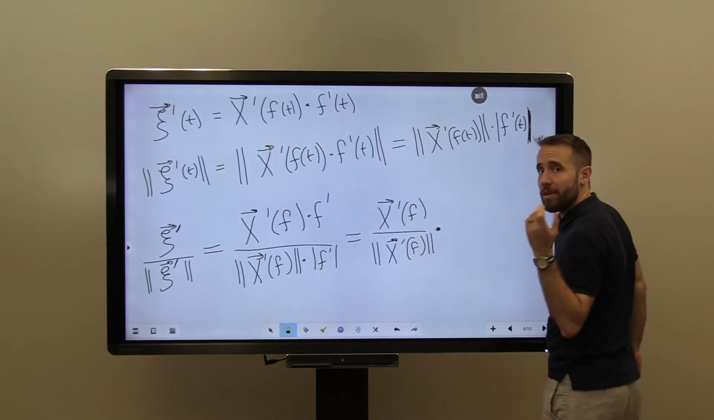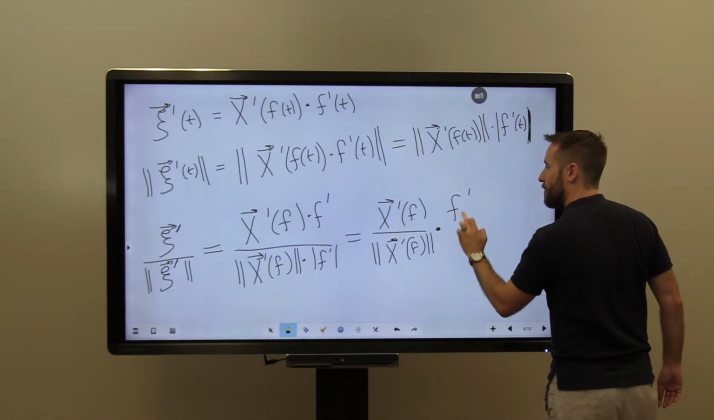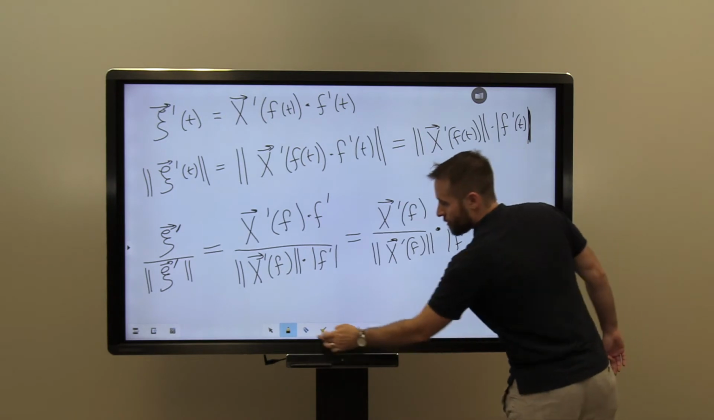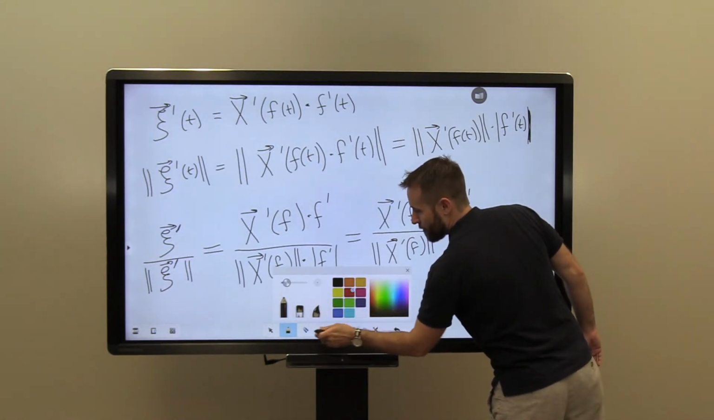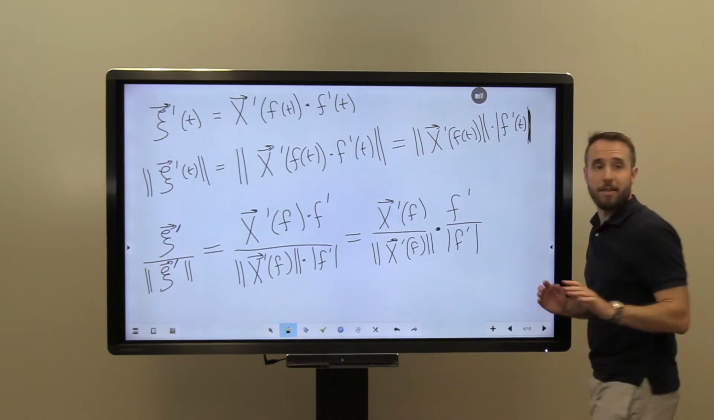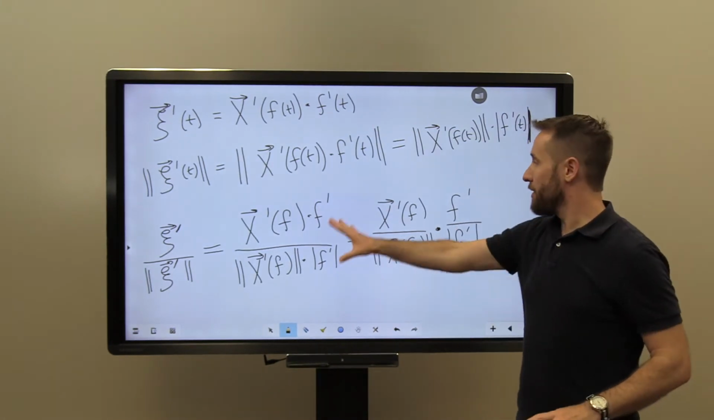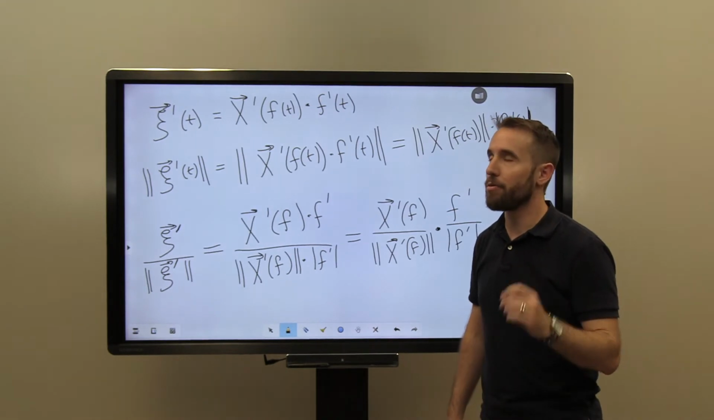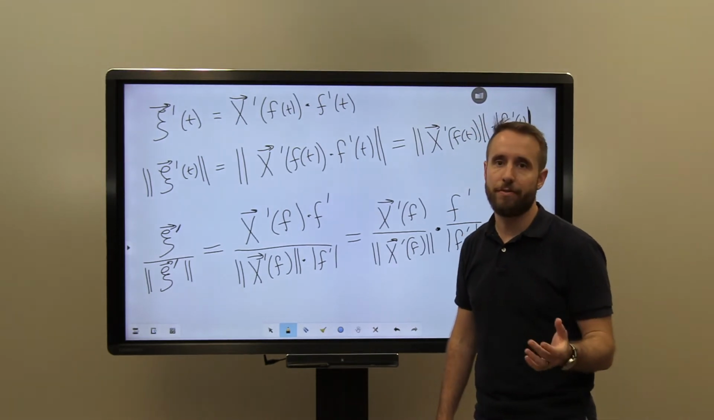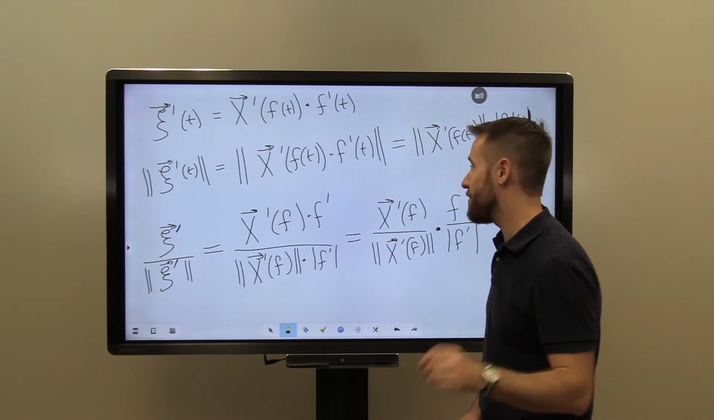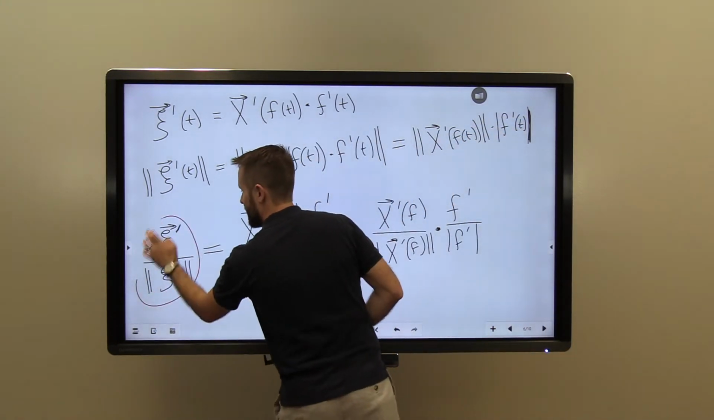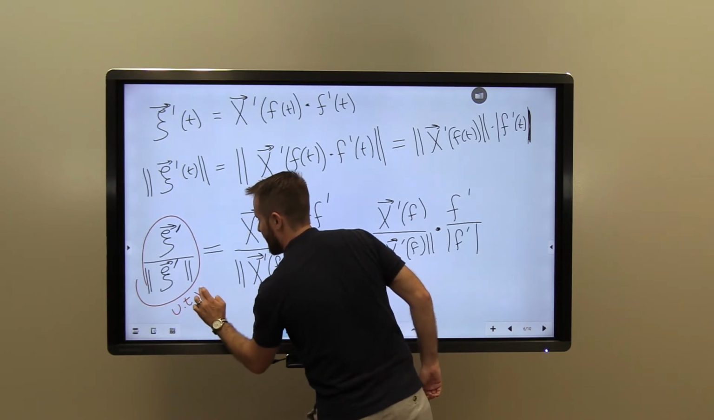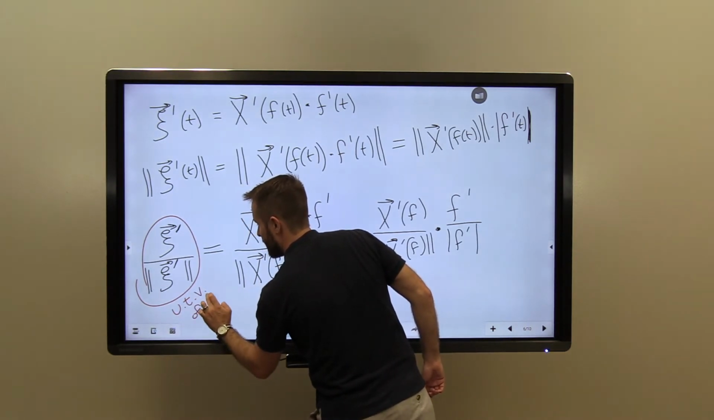And then that will all be times f prime over absolute value of f prime. Okay. And now let's take a step back and see what we have here. On the left, that is going to be our reparameterized unit tangent vector. That's the unit tangent vector of our reparameterization. So this piece right here, I'll just say, is the unit tangent vector of xi.